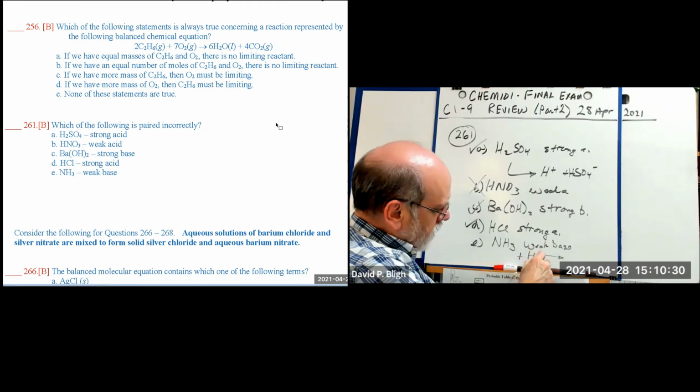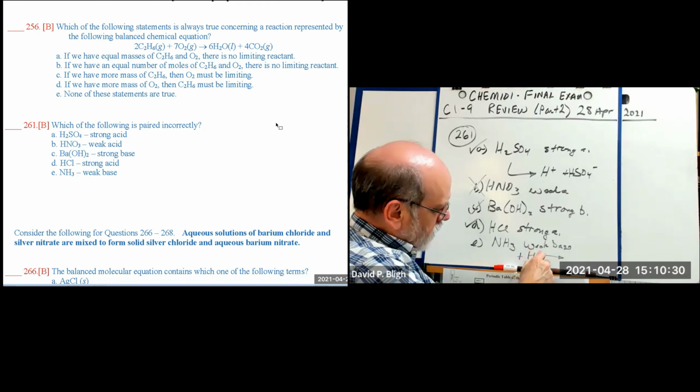Now let's see. Ba2 plus. Yeah, it's there, but it's got a coefficient. That doesn't work. There's only one of them. How about 2 chlorides? That didn't work either. How about 2 silvers? Yep. Right there. Nitrates? I got 2 of them. Right, so that can't be. And the last one, silver chloride aqueous. That can't be either. It's a solid. Right? So the only one that works is C. C is the answer. This one right here. So this one related to 266. This one was 267.